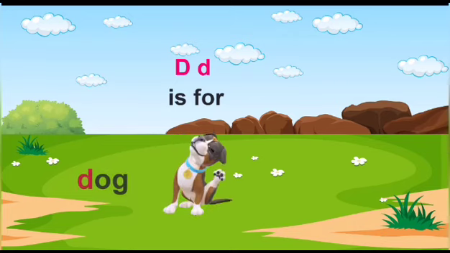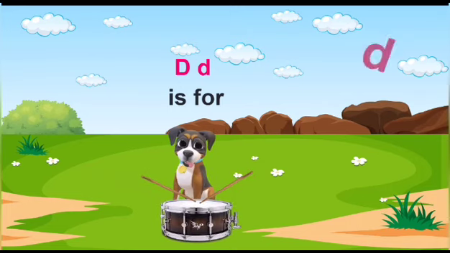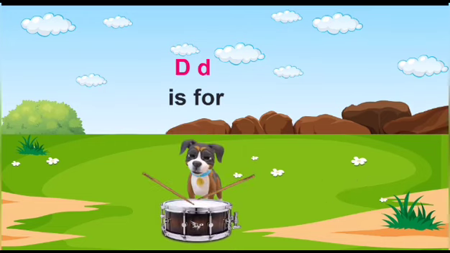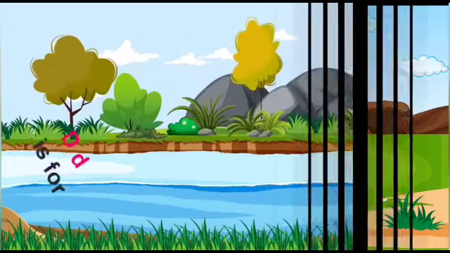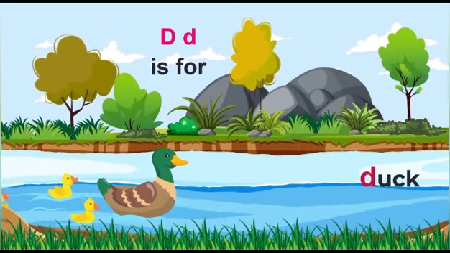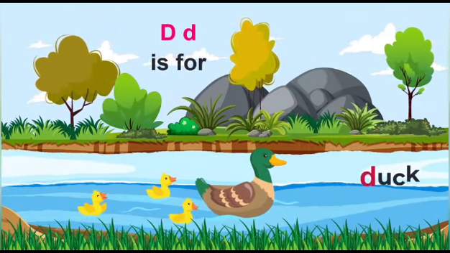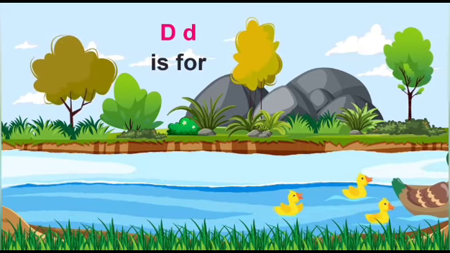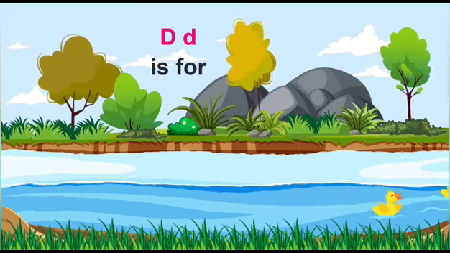And the dog likes to play with the drum. Yes, D, drum. D, drum. D, D. This is the sound of letter D. Goodbye, dog. D is for dog. The dog is swimming. D, dog. Goodbye, dog. This is a dog.